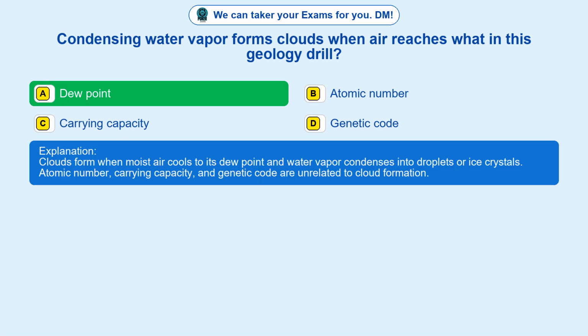Clouds form when moist air cools to its dew point and water vapor condenses into droplets or ice crystals. Atomic number, carrying capacity, and genetic code are unrelated to cloud formation.